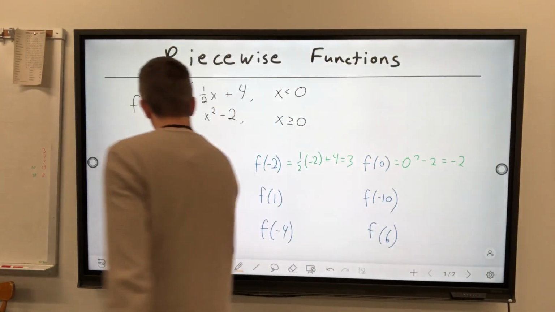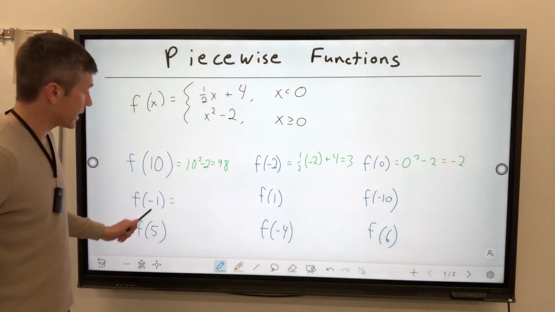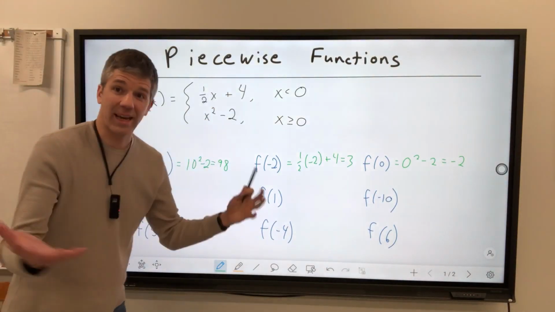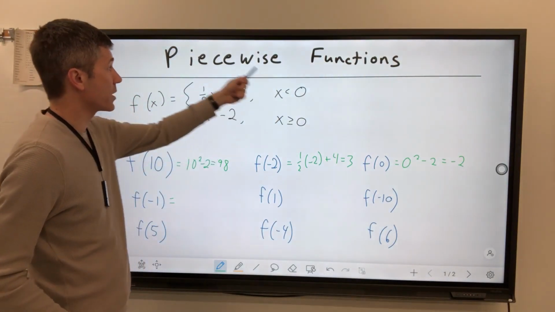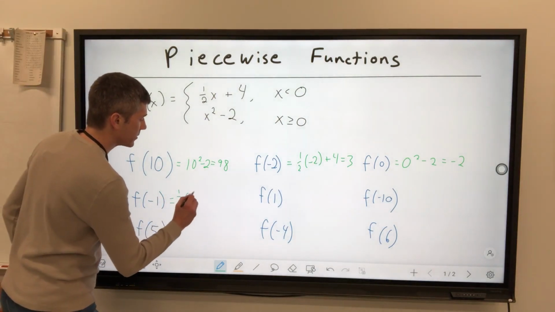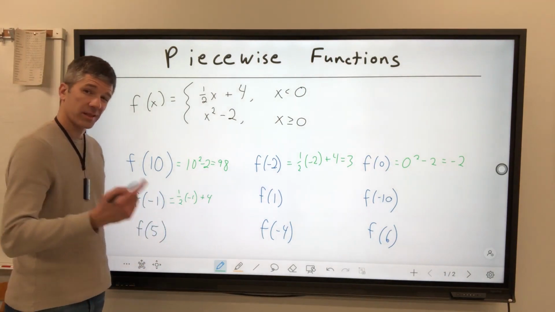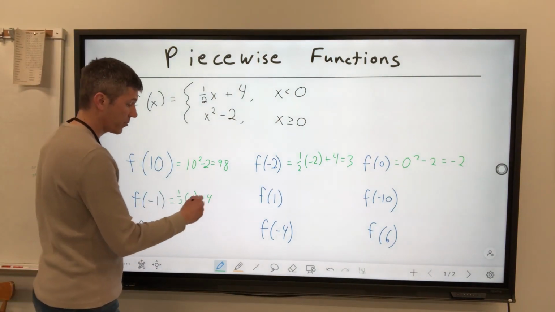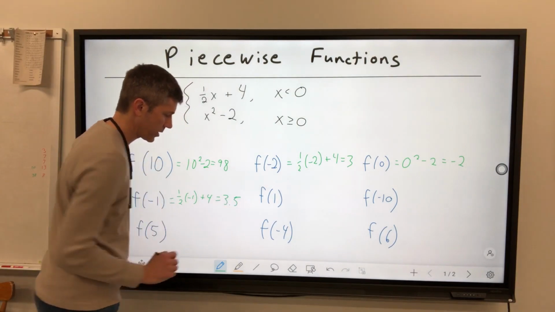Next problem. F of negative 1. Is negative 1 less than 0? Yes. Then since we're going to have a negative 1 that is less than 0, we go here. Negative 1 goes there. So I'm going to have 1/2 times negative 1 plus 4. So 1/2 times negative 1, that's negative 1/2. Negative 1/2 plus 4 would give me 3.5. It was an awkward looking 5.